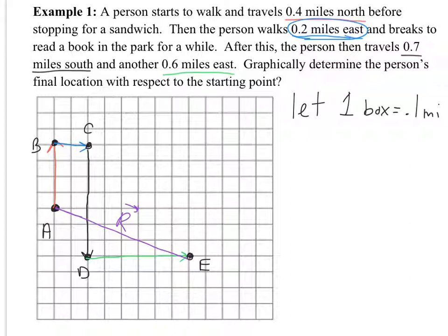Okay, and I'm going to draw over at this point with something else. Can I use a highlighter? Is there a highlighter tool? You're connecting A and E. A was the starting point, E was the ending point. The problem says graphically determine the person's final location with respect to the starting point. So connect the starting point to the final point.